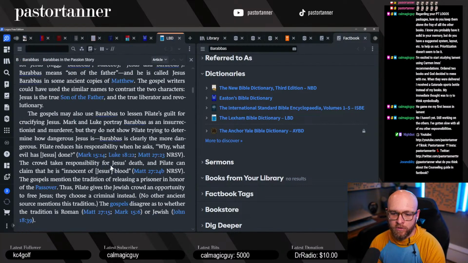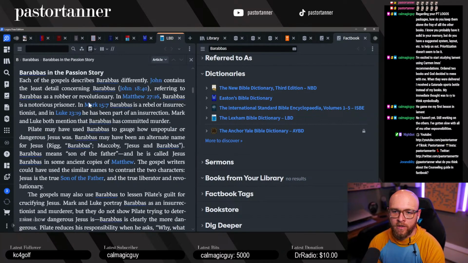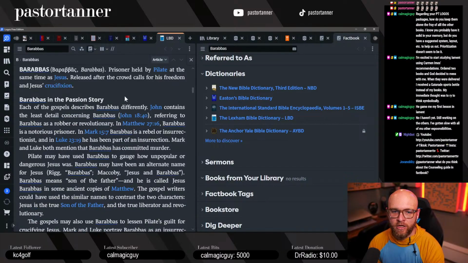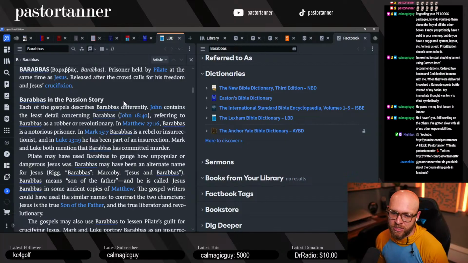Barabbas. Ooh, look how good Lexham is. Nice. Let's read this whole thing. Barabbas, prisoner held by Pilate at the same time as Jesus, released after the crowd calls for his freedom and Jesus' crucifixion. Each of the Gospels describes Barabbas differently. John contains the least detail concerning Barabbas, referring to Barabbas as a robber or revolutionary, and that goes to the translation issue we'd been talking about this whole time. In Matthew 27:16, Barabbas is a notorious prisoner. In Mark 15:7, Barabbas is a rebel or an insurrectionist, and in Luke 23:19, he has been part of an insurrection.